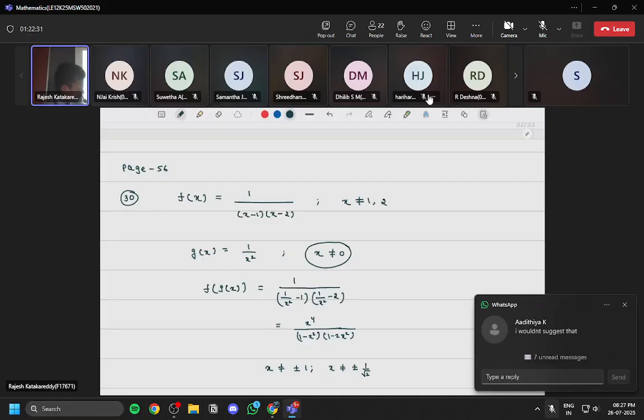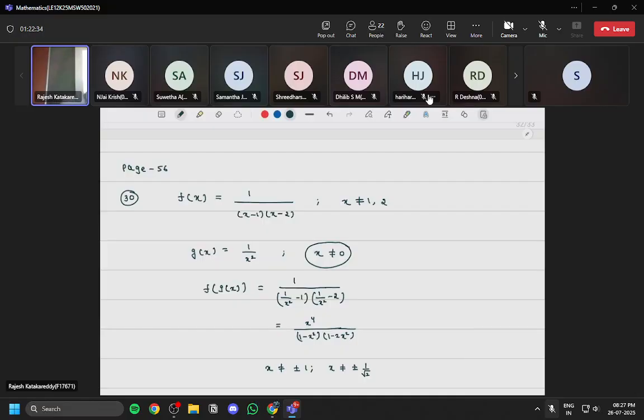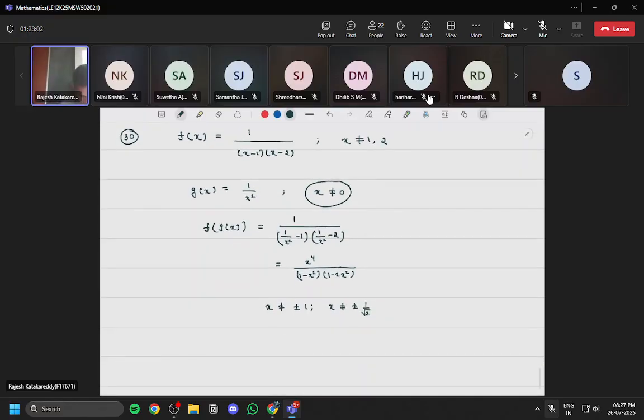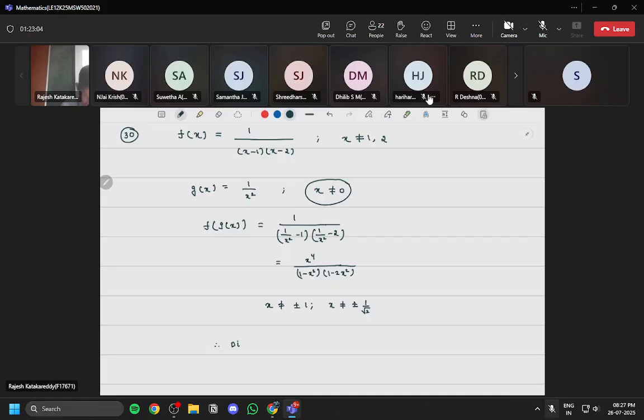Clear? Now, plus 1, minus 1, denominator 0, plus minus 1 by root 2, denominator 0. So total 0, 1, 2, 3, 4, 5 points are there. Do you understand? See, what some students think is that they won't count 0 and they will say only 4 discontinuous points. 0 we need to count because in the domain of f of g, 0 is not there, and then these 4 should not be there. Understand? Remaining, why continuous? Rational functions are continuous in the domain.